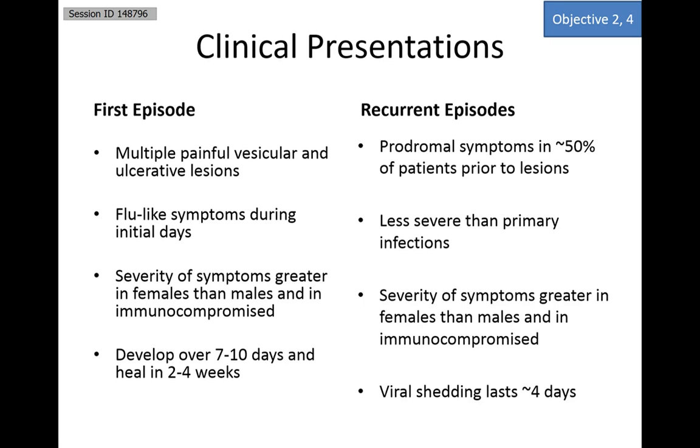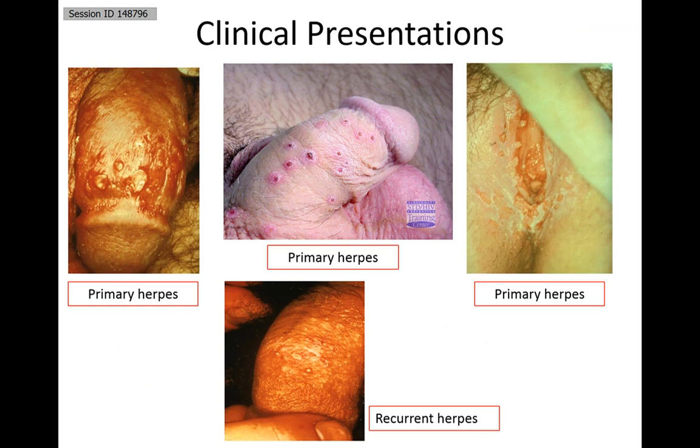And viral shedding can actually last up to 4 days, even if a patient doesn't have a symptom, or even if they do. So some of the lesions that are associated with herpes are going to be multiple lesions. So in the primary lesions, you can see how there are more lesions compared to the recurrent herpes. So they don't get as many as the primary one.